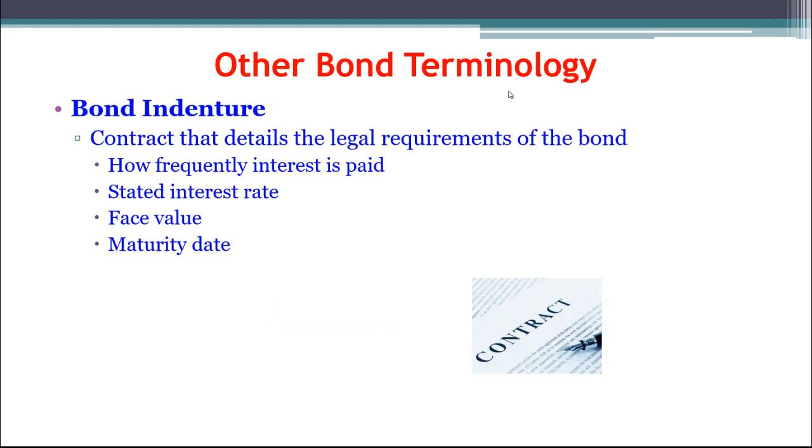So let's look at some other bond terminology. We have bond indenture, and that is just the contract. Now notice we had debenture, which was an unsecured bond. This is indenture, which is the bond contract. It'll tell you what interest is paid, what the interest rate is, what the face value is, how frequently interest is paid, every quarter, every 6 months, every year. What's the maturity date? When will the entire thing be paid off? The bond indenture will tell you everything.